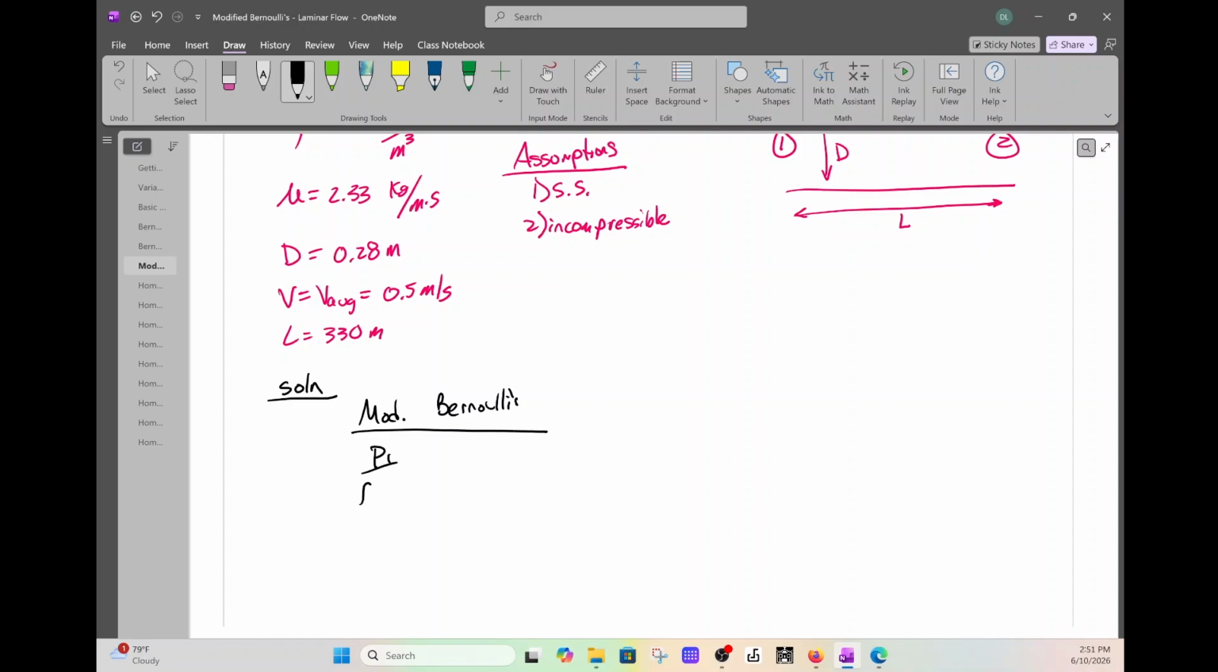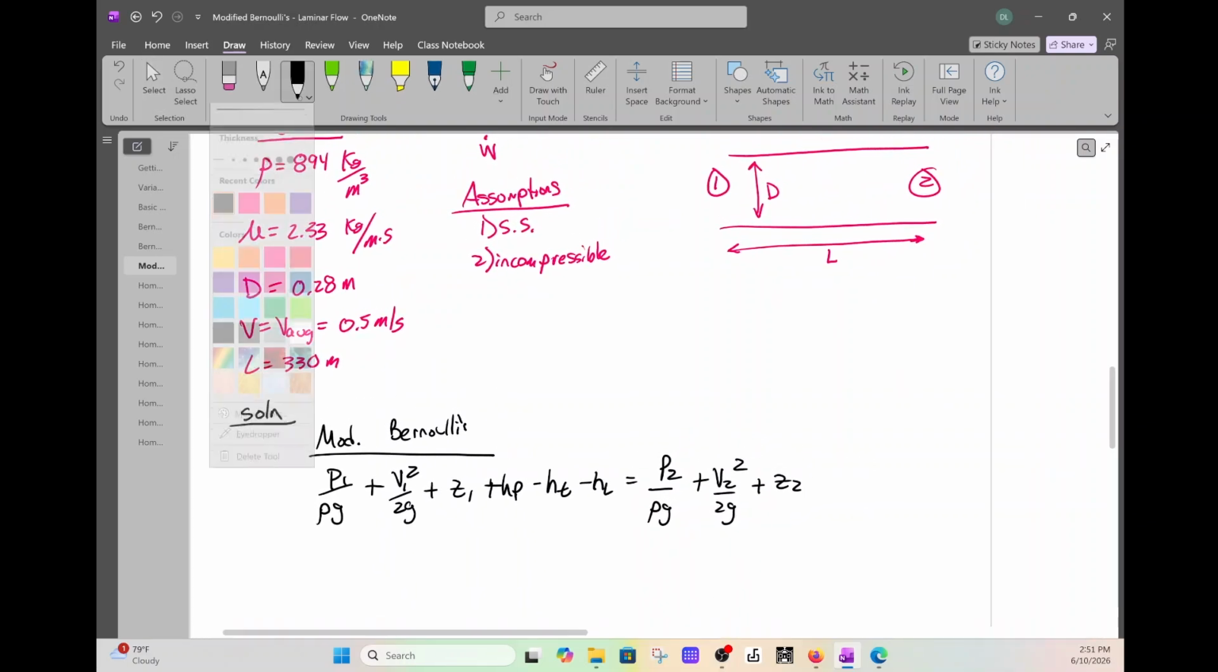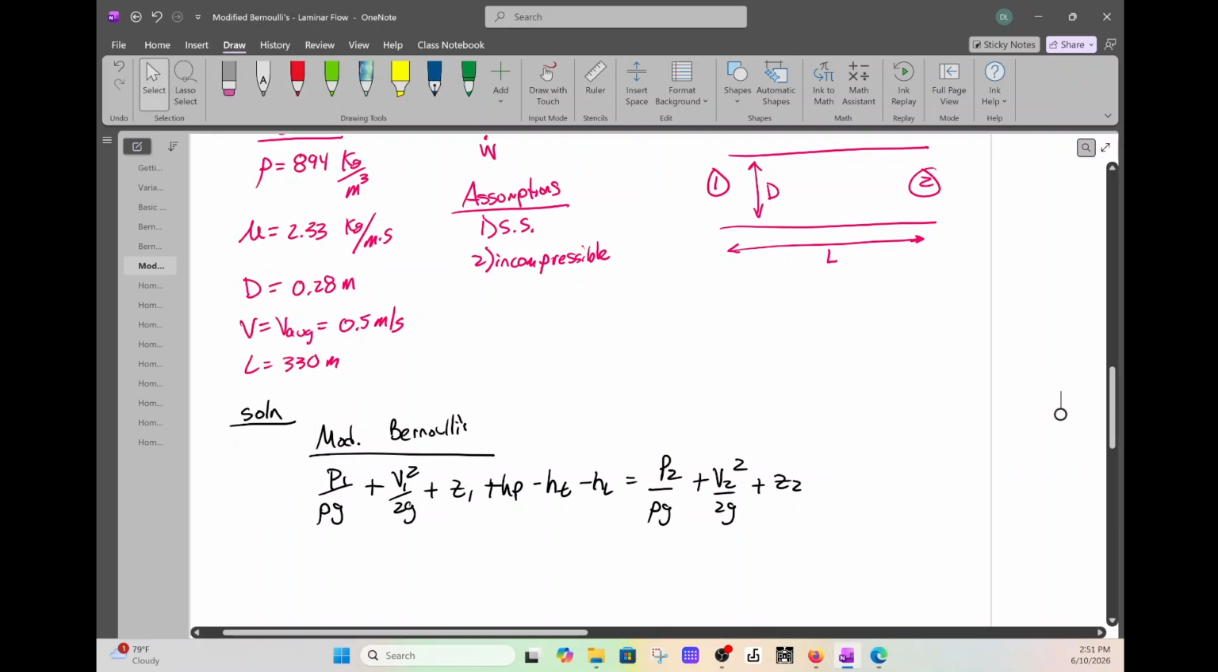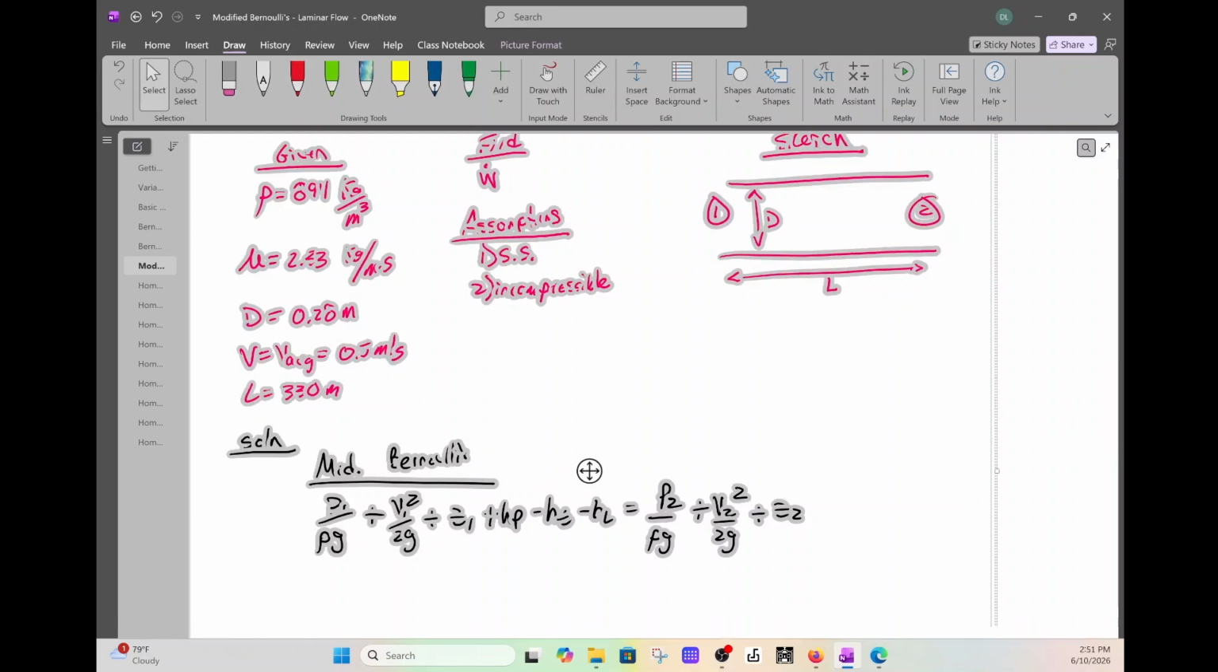Which is P1 over rho g plus V1 squared over 2g plus Z1 plus HP minus HT minus HL equals P2 over rho g plus V2 squared over 2g plus Z2. Now, it's important we draw our sketch and our labels. So we're going to go back to the sketch. And the velocity is the same.